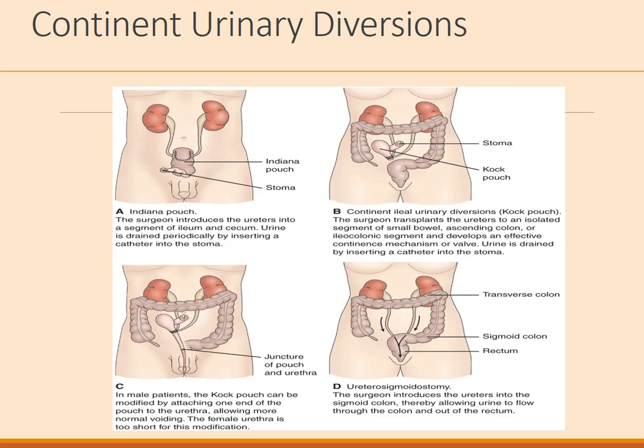We have a male pouch. For male patients, the Koch pouch can be modified by attaching one end of the pouch to the urethra. And a ureterosigmoidostomy, the surgeon introduces the ureters into the sigmoid colon, therefore allowing the urine to flow through the colon and out of the rectum.